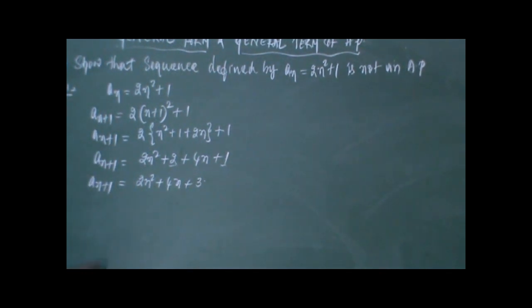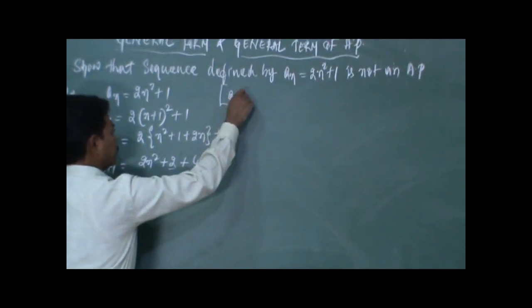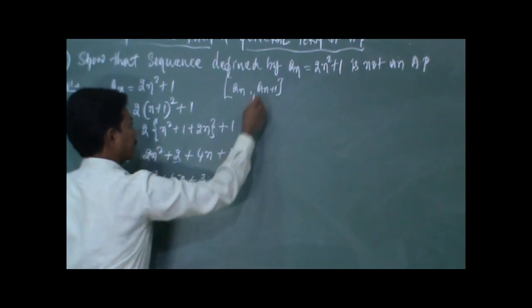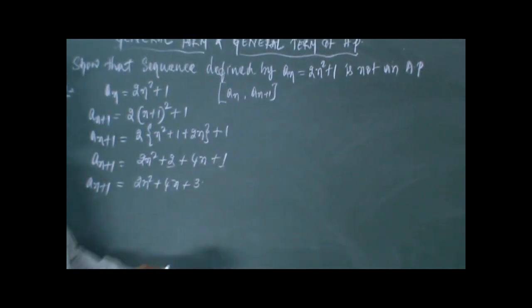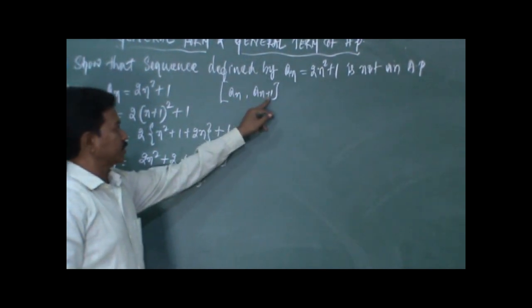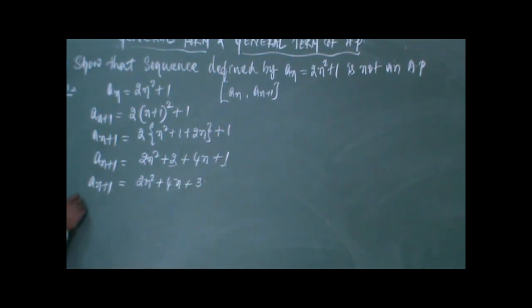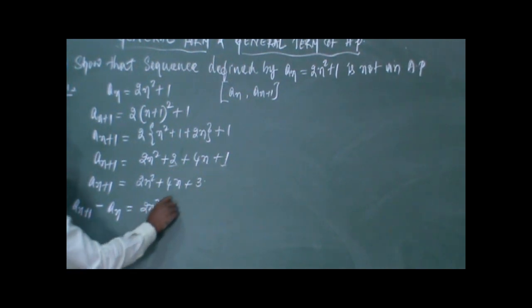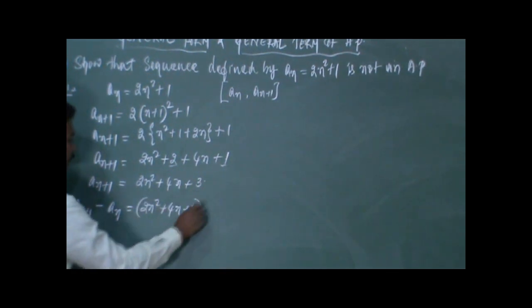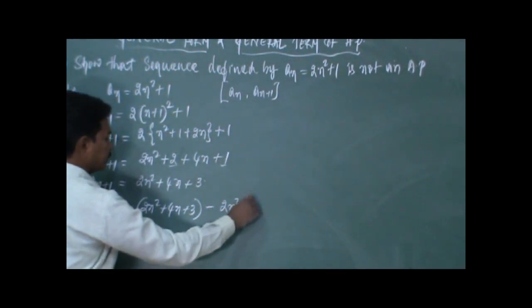So now subtract. After an you get an plus 1, isn't it? So in order to find d, we take this as the given term and this as the preceding term. So an plus 1 minus an should give you the common difference. Let us do it. an plus 1 minus an is equal to an plus 1, which is 2n square plus 4n plus 3, minus the nth term, which is 2n square plus 1.